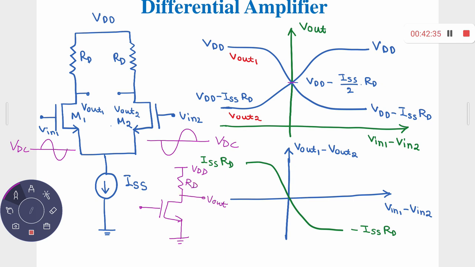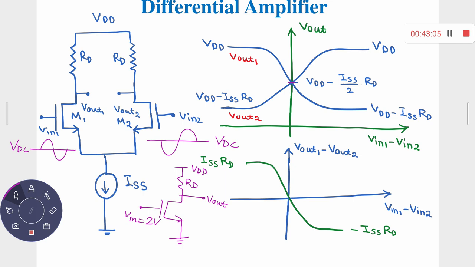And suppose input is some, say, 2-volt DC. Channel is created, some current will be there. And what is your output voltage? VDD minus that current times RD. That's it. Now, that is the scenario for a single-ended amplifier. Even if you have applied some DC, you will be getting some DC output. Right. Now, what happens to this differential pair?